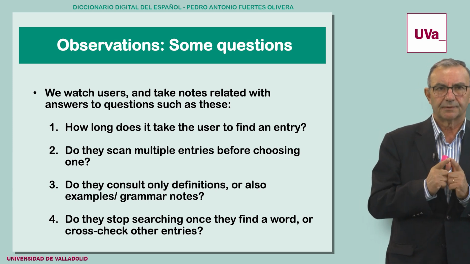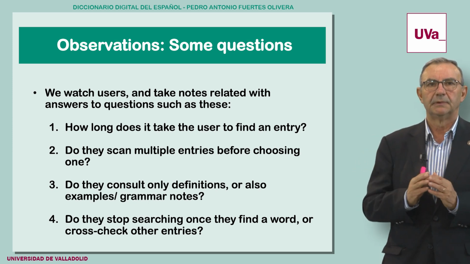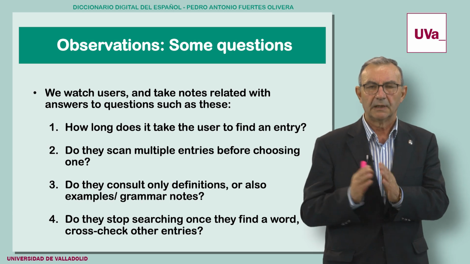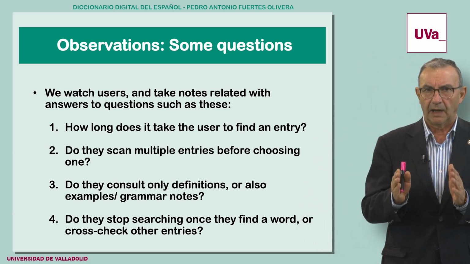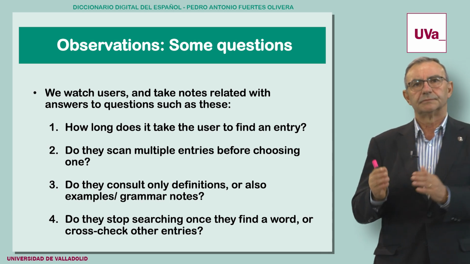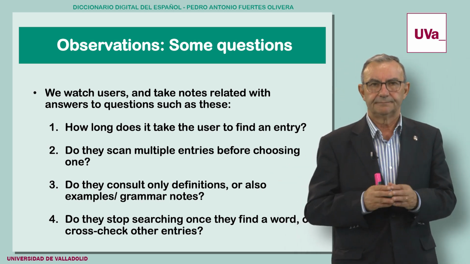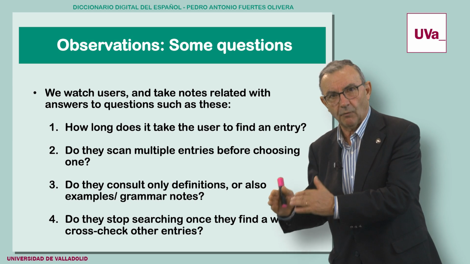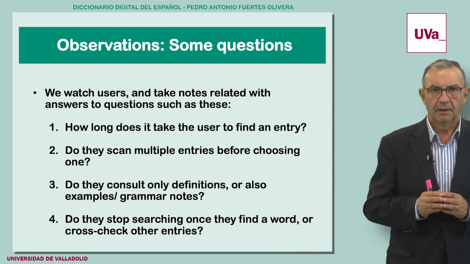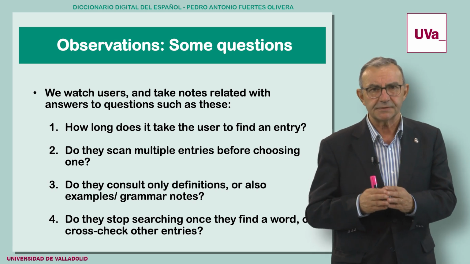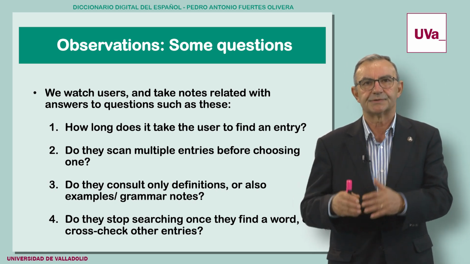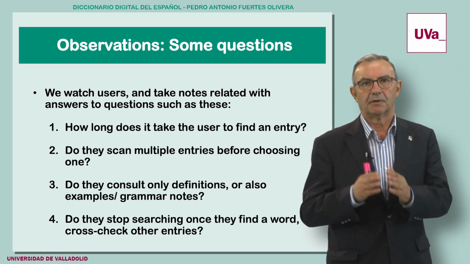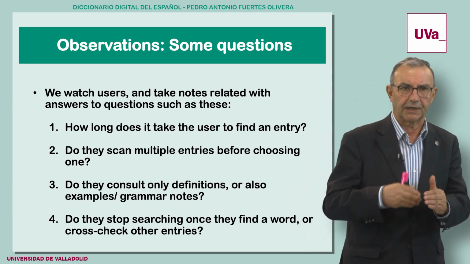Regarding observations, we watch users in action and combine notes with short clarifying questions afterwards. Here is a list of them. 1. How long does it take the user to find an entry? 2. Do they scan multiple entries before choosing one? 3. Do they consult only definitions or also examples, grammar notes, etc.? 4. Do they stop searching once they find a word or cross-check other entries?